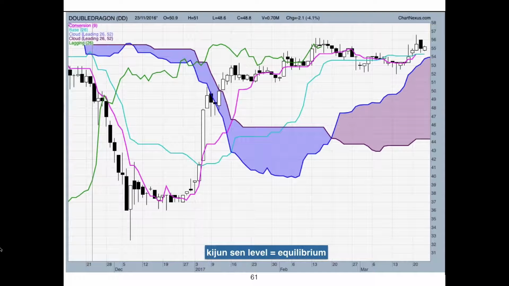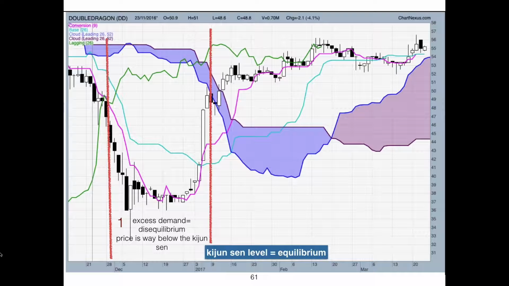In this TD chart, notice how prices are away from the Kijun-sen line in this area of number 1. Prices were below the Kijun-sen. Now, in a downtrend where prices are low, demand increases.